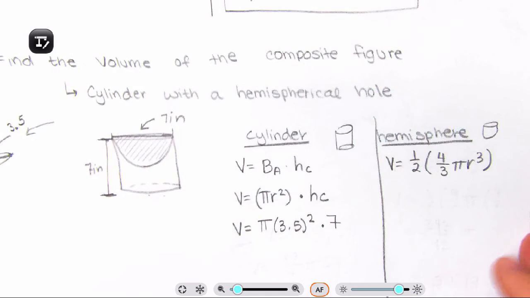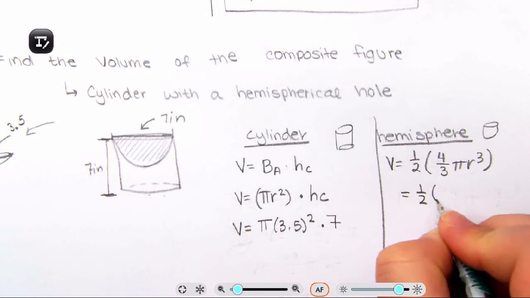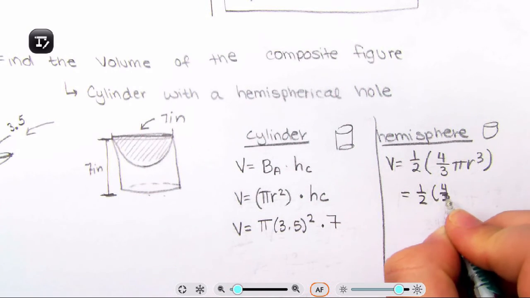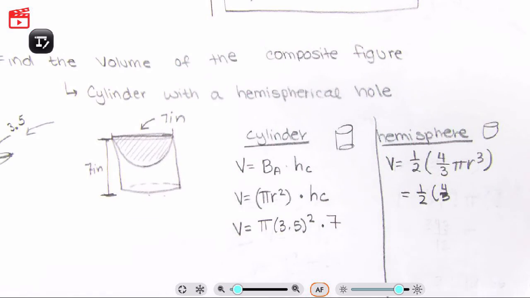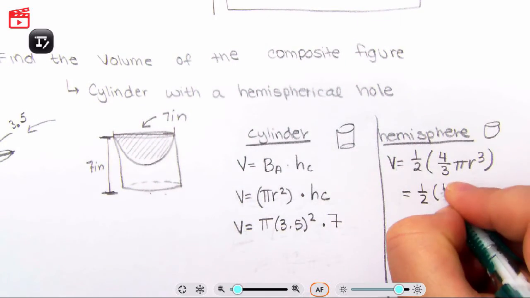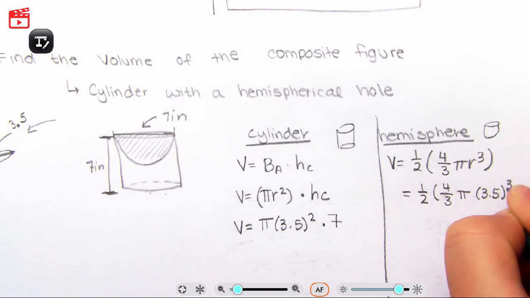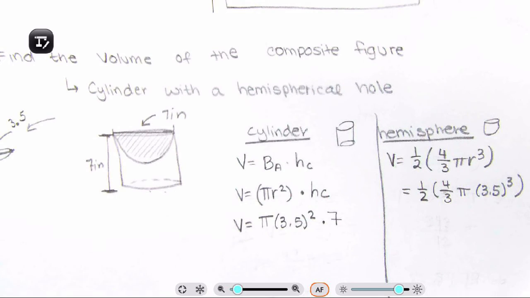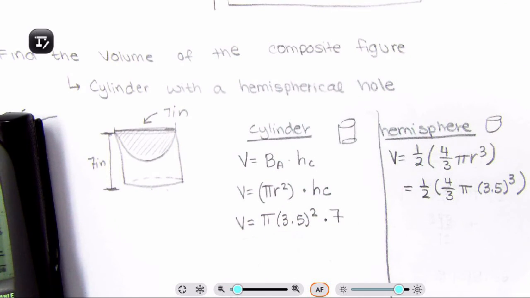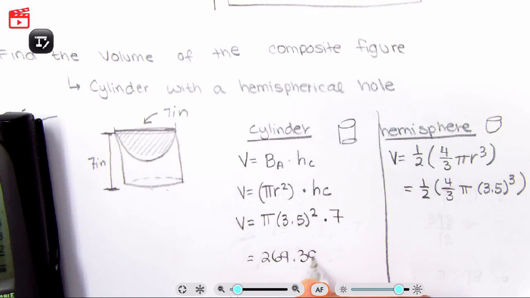Now let's go over here to the hemisphere. We have 1/2 times 4/3. That's a weird looking 3. I'm going to erase that. That looks like a 5 to me. 4/3 pi. Again, the radius is 3.5 cubed this time. Now we take out our calculator. I'm going to do the 3.5 squared first. I'm going to multiply that by 7, and I'm going to multiply that by pi. So I get 269.392.